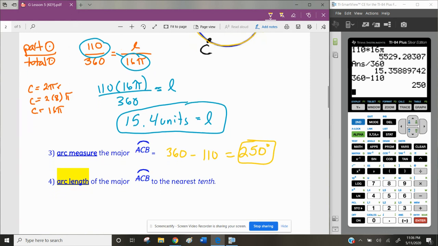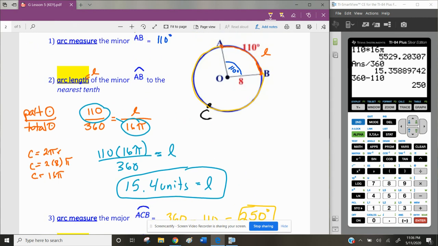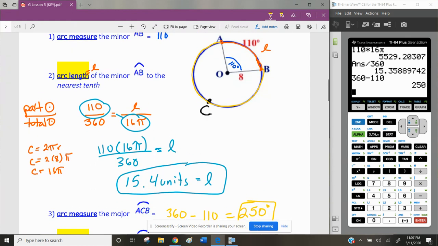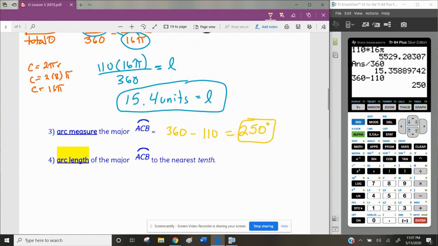And now we're going to find the arc length. So we have some options here. We have the 16 pi. I could calculate that by putting 16 times pi in my calculator and subtracting the arc length of L, because the length of arc ACB, whatever that distance is, would be the total circle, 16 pi, minus the 15.4 units. Or we could do degree measure. We can do the proportion again, whichever you think is easier.